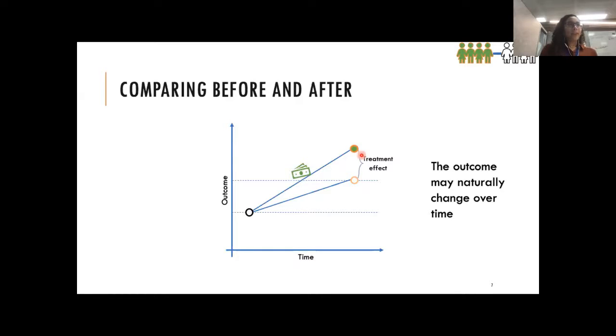So this is the treatment effect, and this little orange dot is the counterfactual. What would have happened to people in the absence of the treatment?